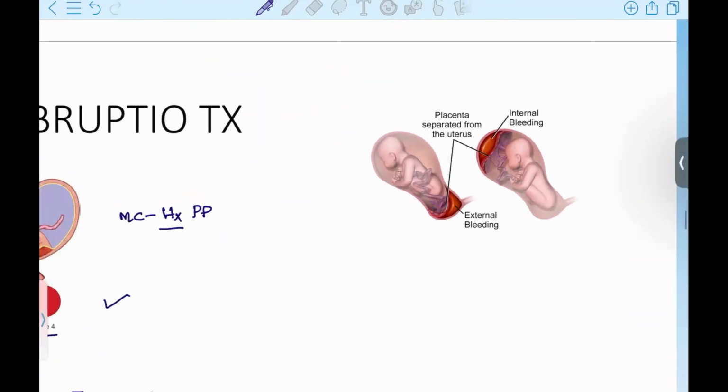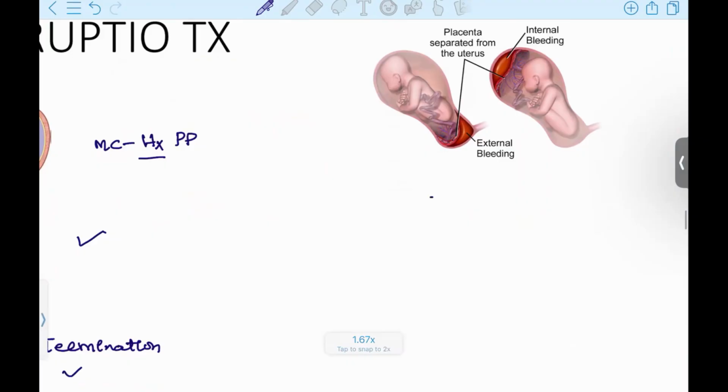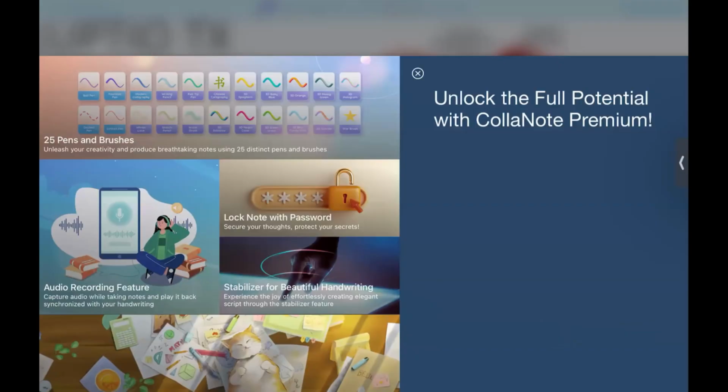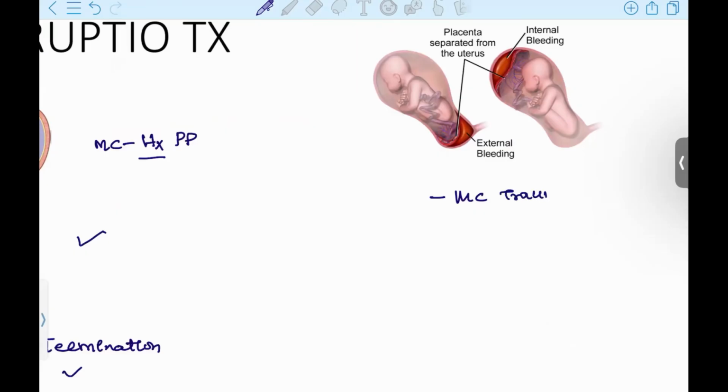Next, moving on to placenta abruptio. In placenta abruptio, the most common cause will be trauma. Okay, this will be the most common cause. If the patient has hypertension, diabetes mellitus, or even habits like smoking, these can also cause placenta abruptio.